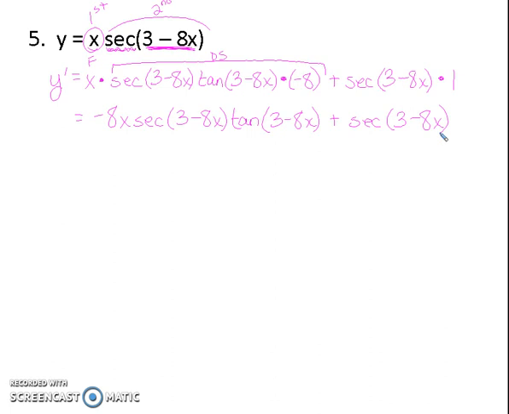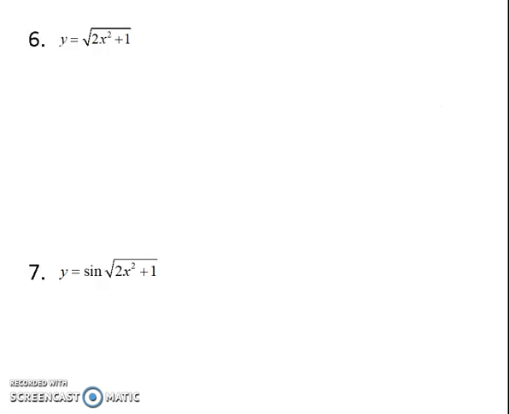Okay, let's look at just 2 more here. All right, so here we go, square root function, and I can tell that I have a function inside of my square root. So the square root would be the outside function. 2x squared plus 1 would be the inside function.